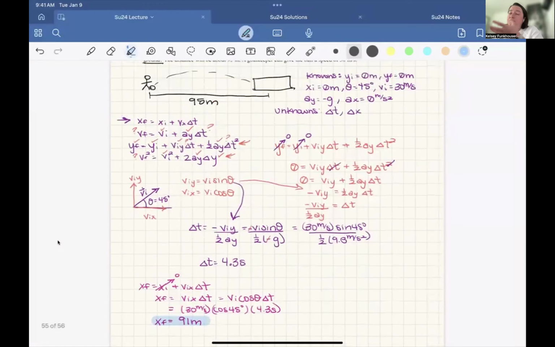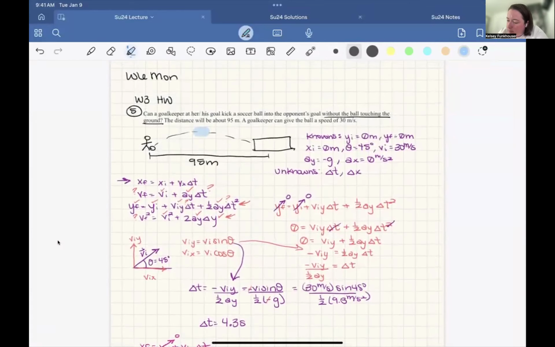But I just want to point out some things about projectile motion as a reminder. We could also find this maximum height here. And to find that, we just need to remember that the y velocity there is 0.